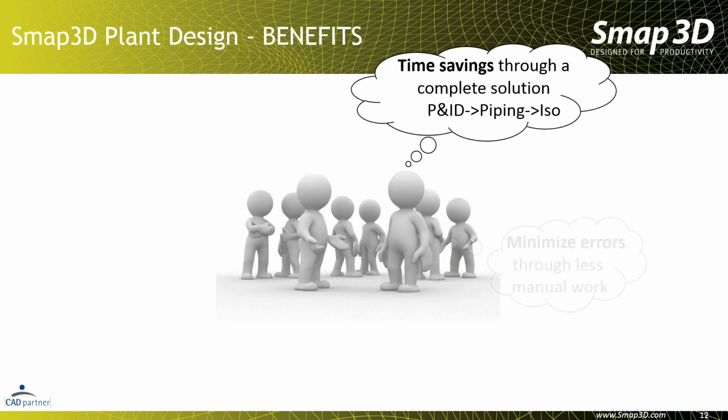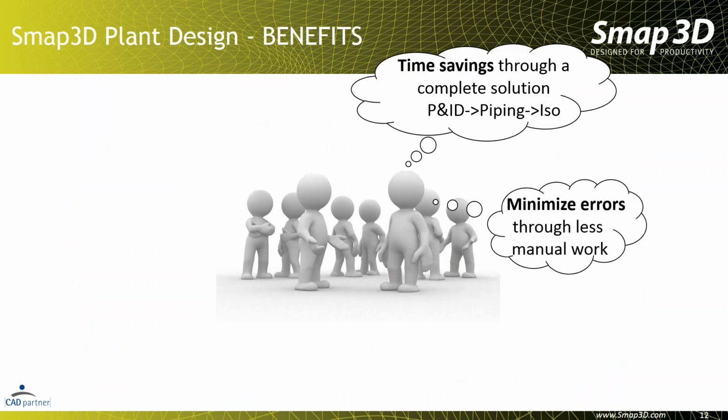Just the benefits in an overview. We have time savings through the complete and consistent solution from P&ID to piping to isometric. Our customers tell us about 30 to even 50% time savings, which they have achieved. We have to do less manual work, which will result in fewer errors, of course.